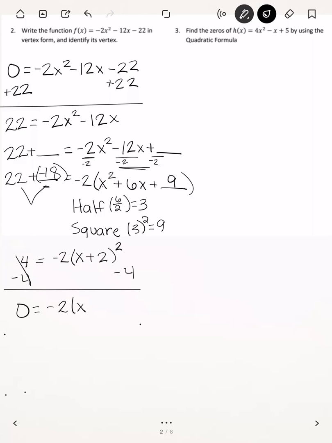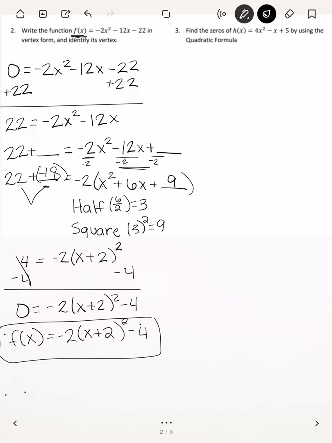Negative 2, x plus 3 squared minus 4. Now, originally it started with f of x. So I'm going to go ahead and change that 0 back to an f of x to get my full equation. So there is the vertex form. Now it says also to identify the vertex. So my vertex, remember, it's the opposite of what's on the inside, so I get a negative 3, and then whatever number's on the outside, negative 4. So that is my vertex.